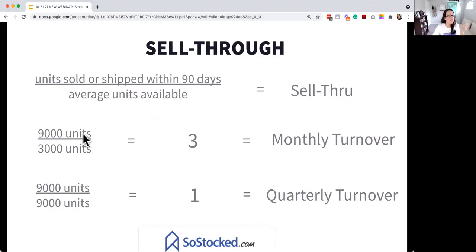So you have 9,000 units, for example, sold 9,000 units in 90 days. All right, great. Now, what if we had only carried 3,000 units total? That's a monthly turnover rate. We're turning over our inventory every month, and that gives us a sell-through rate per Amazon of 3. So if you're wondering, when you look at your inventory performance index and you see that number next to sell-through, this is how it's calculated, right? A quarterly turnover rate, which would be a #1, would be closer to 9,000 units sold, 9,000 units carried.